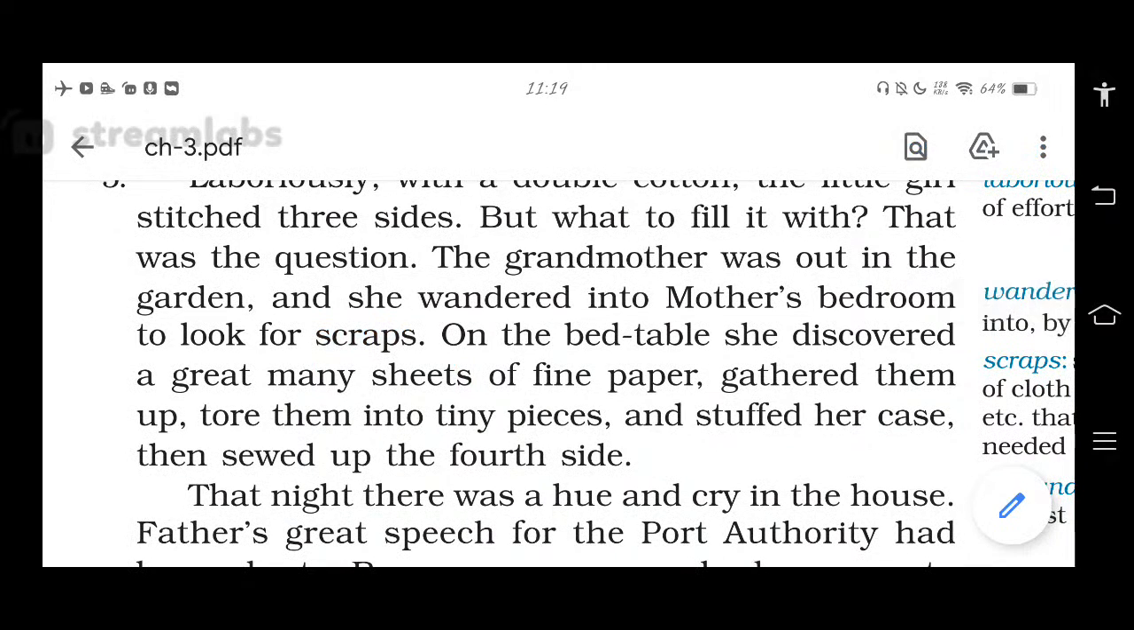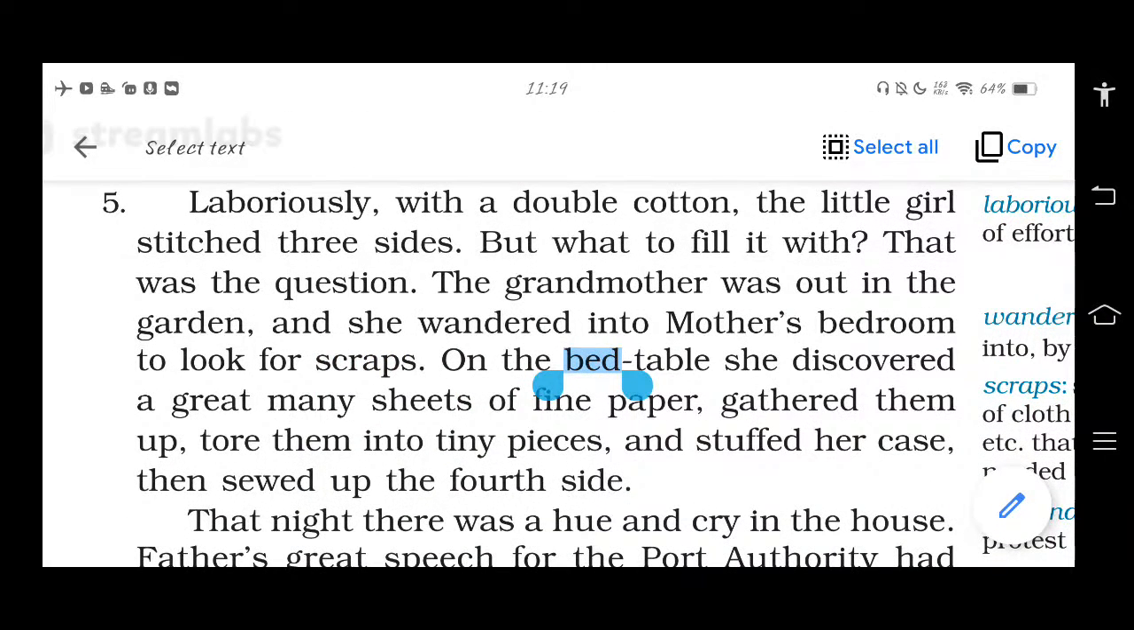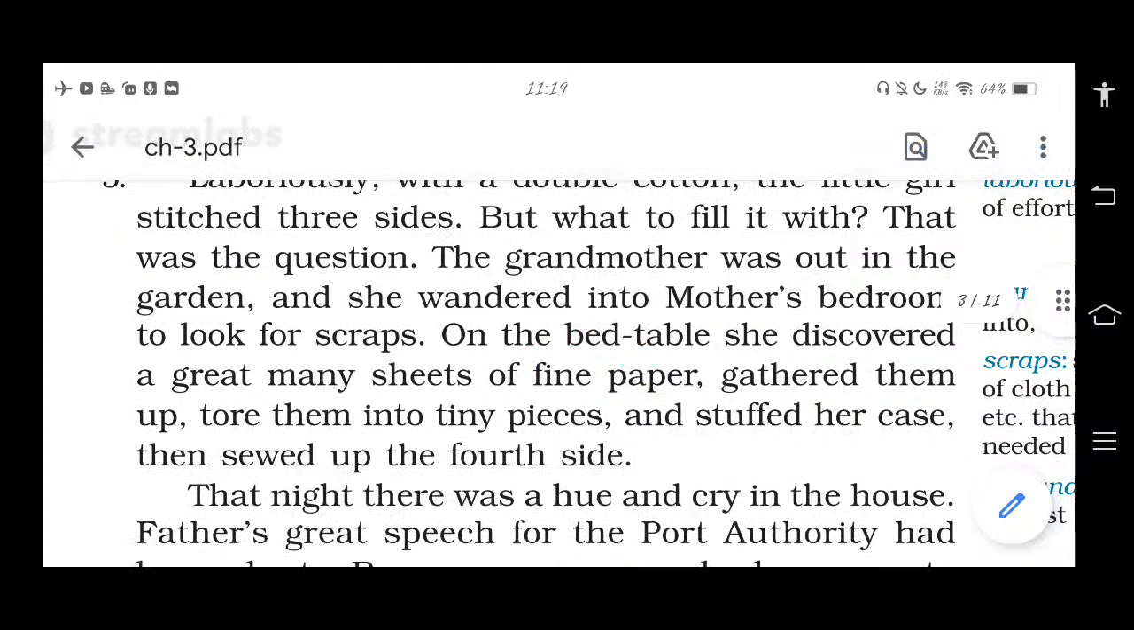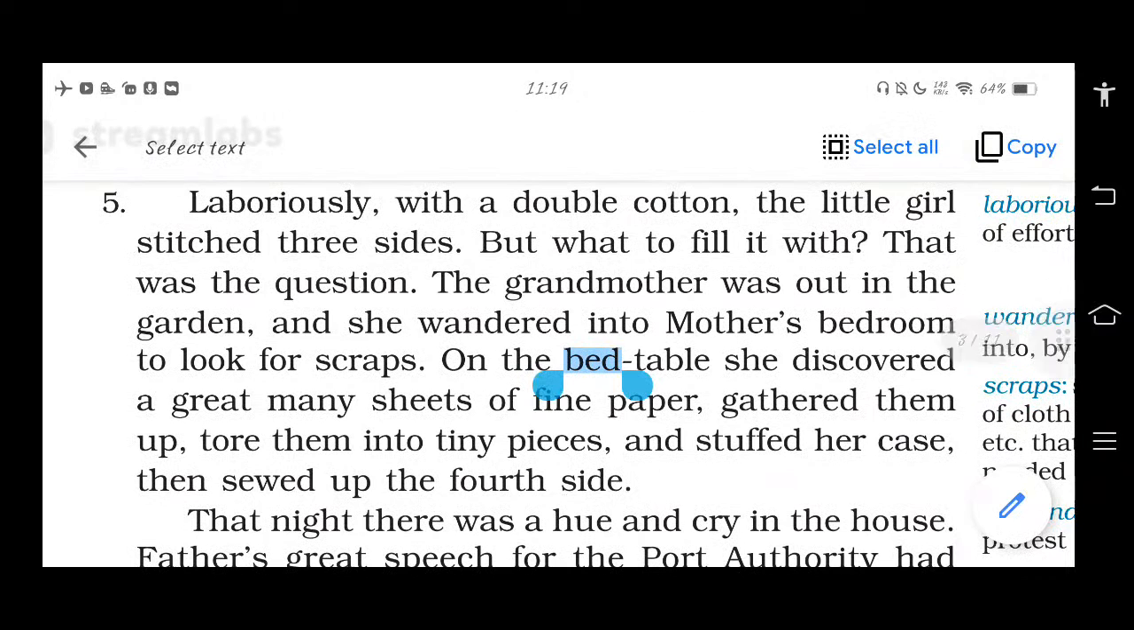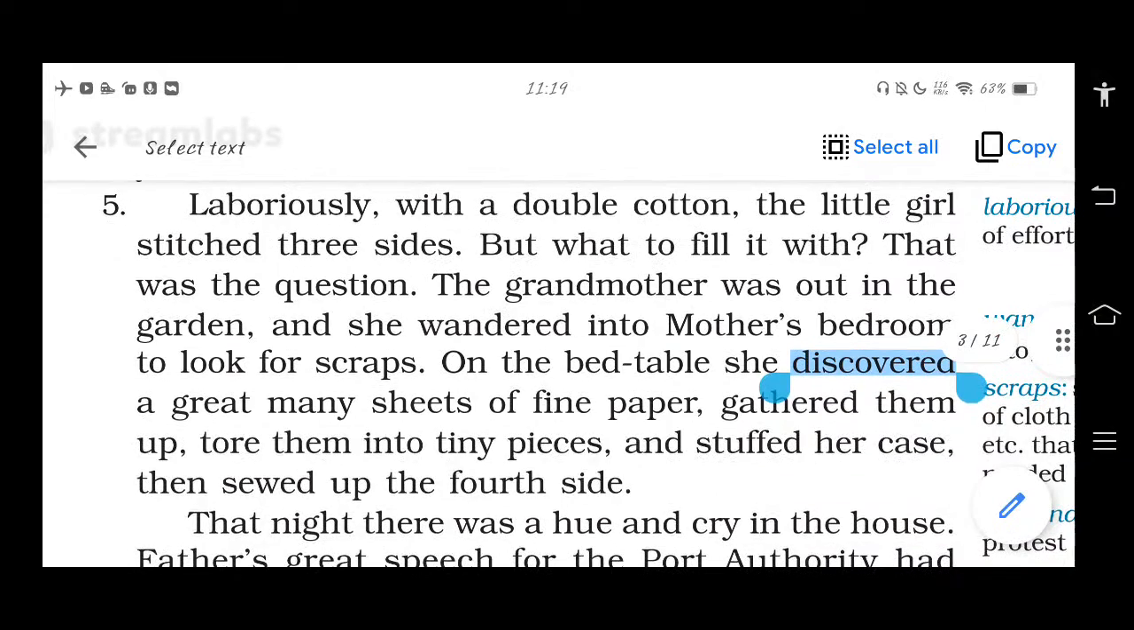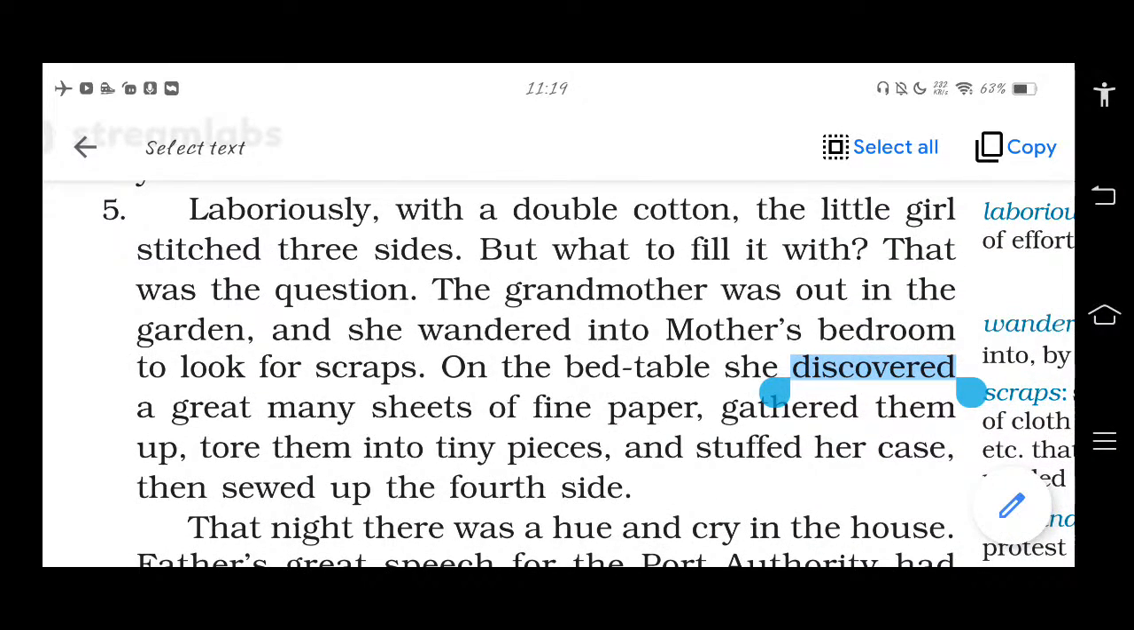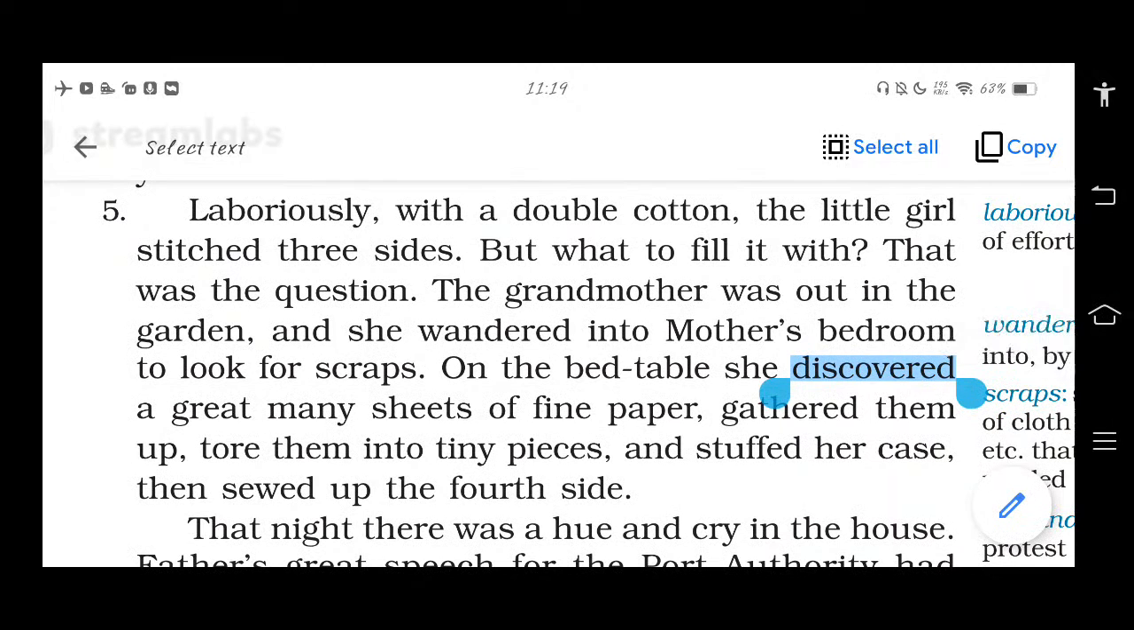So when she entered into the bedroom, right? Yes, okay. On the bed table, she discovered, nothing but she found, a great many sheets of fine papers. Okay, on the bed table, she found a bunch of papers. Those are very fine papers. So she has taken them out. So what did she do with them? Look at that. Many fine papers, gathered them up and tore them into tiny pieces.